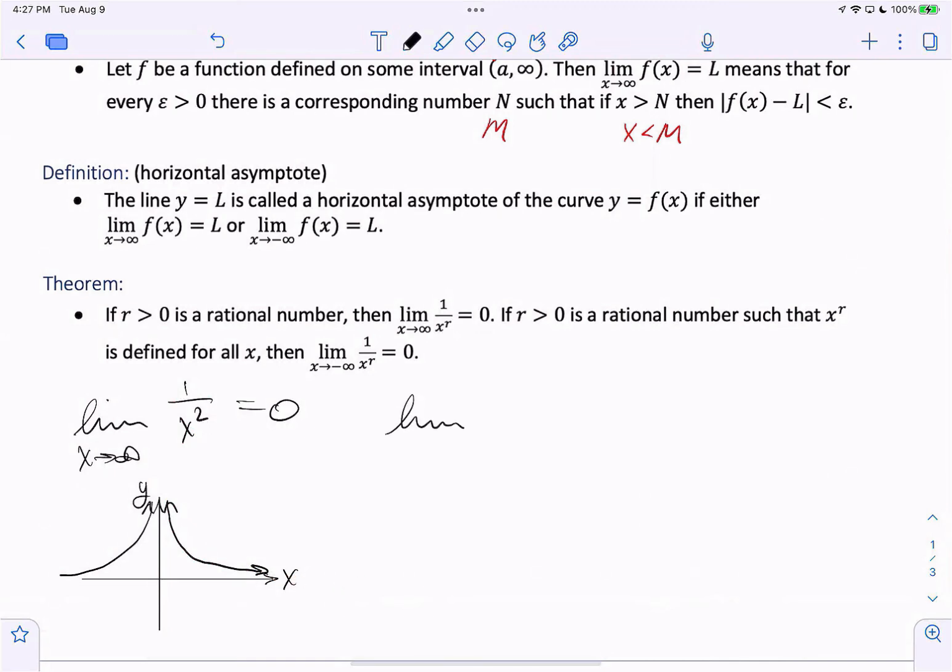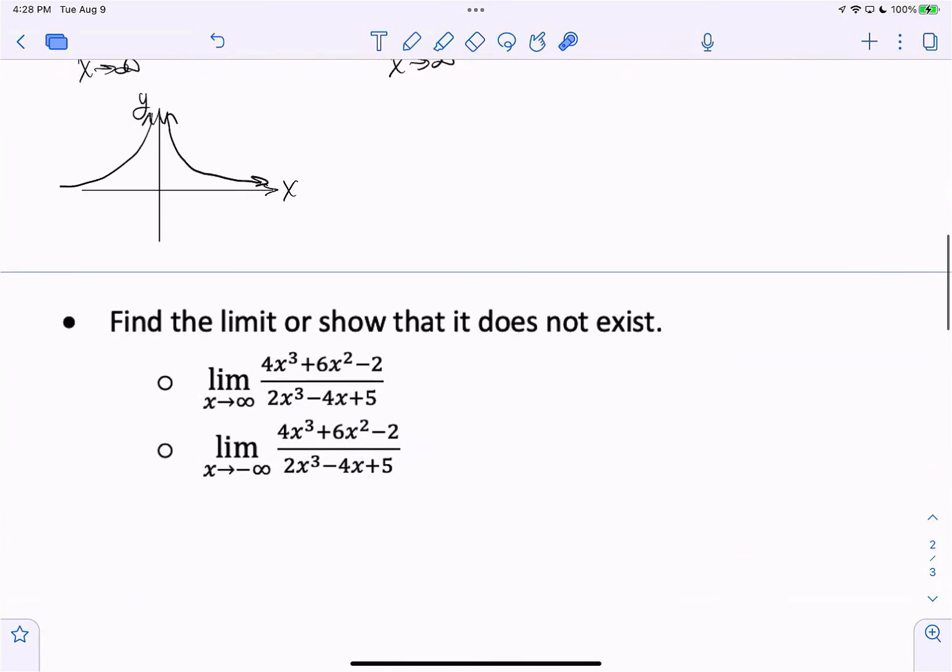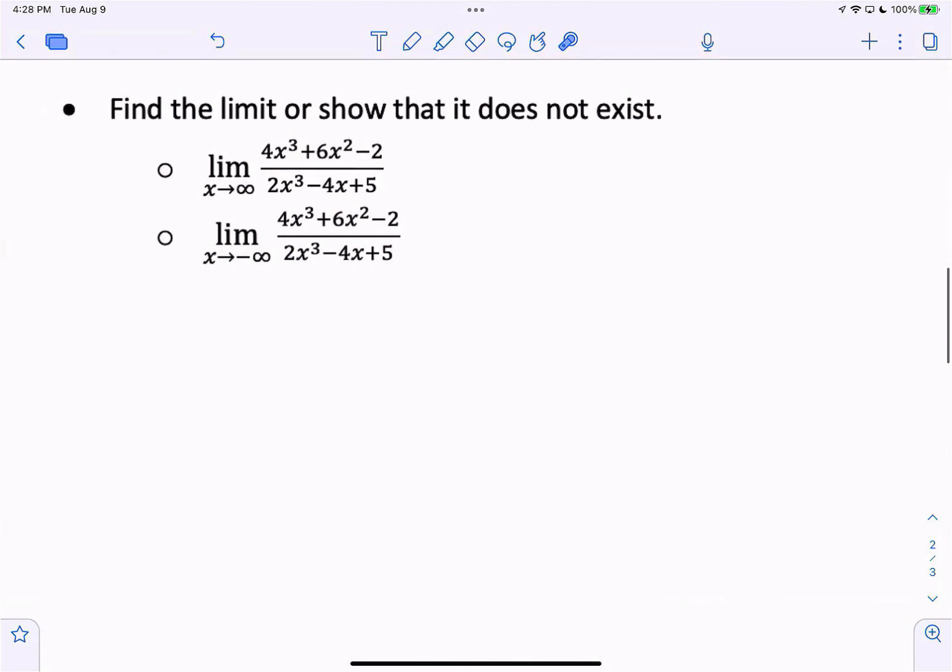It also works for the limit as x approaches infinity of like 1 over the square root of x. That's also equal to 0. In this case, r is equal to 1/2. The proof of this would be based on limit laws, but I want to get into what the work is going to look like here.